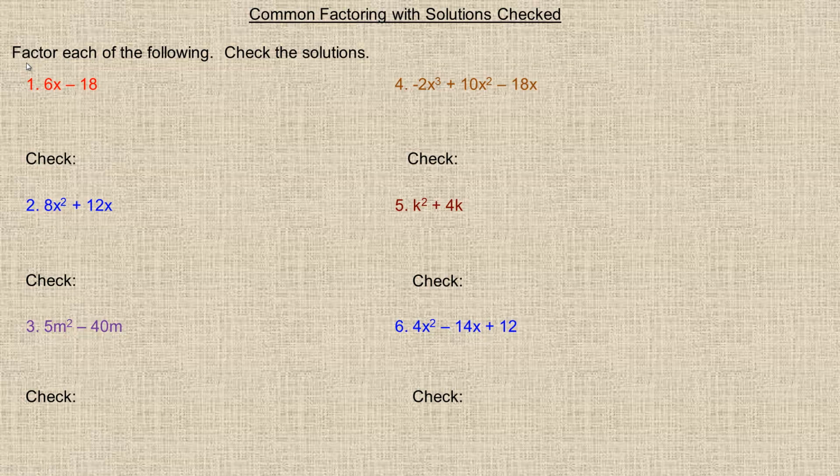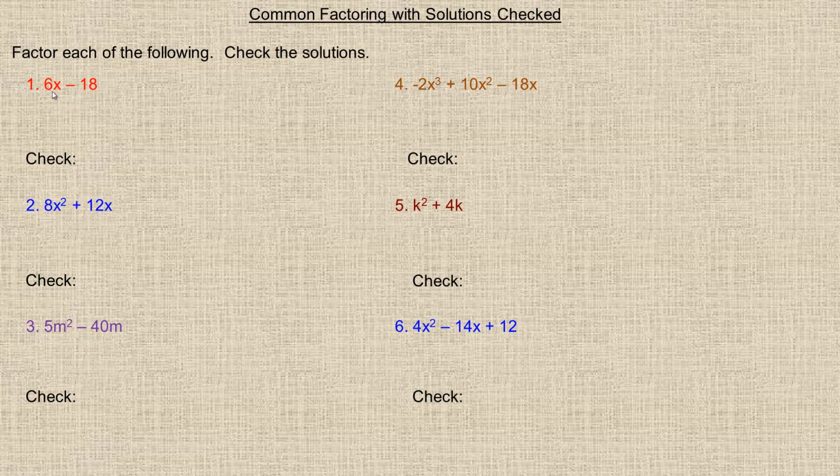So the directions are: factor each of the following, and this is all common factoring. There's lots of other kinds of factoring, but this is just common factoring here. So a common factor is a number or a monomial, actually it can be bigger too, but that's the only case here, that divides evenly into all of the terms, whether it's a binomial or trinomial. So the first one here, 6x minus 18, and we want the largest number.